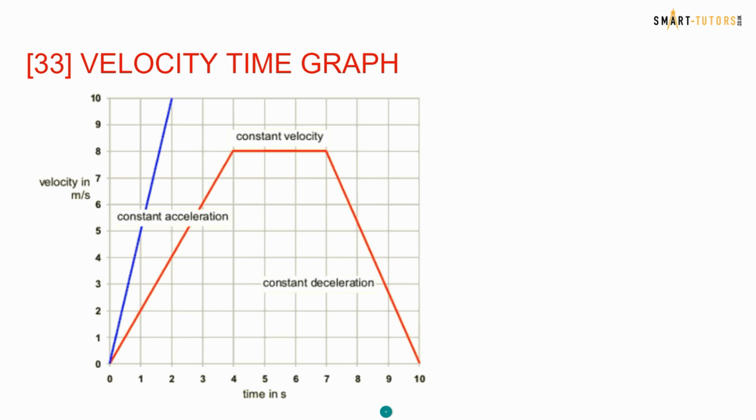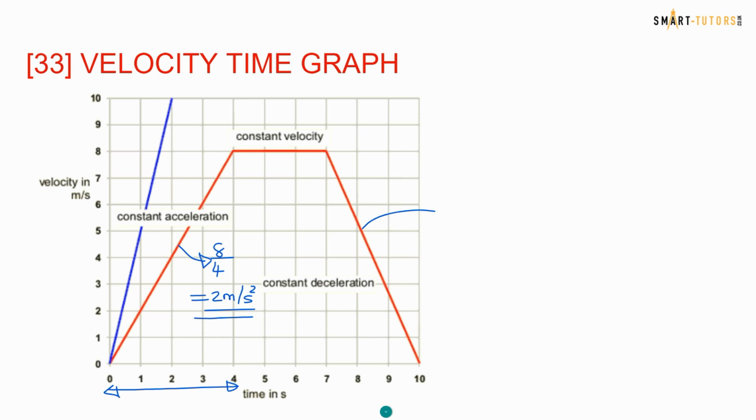In the velocity-time graph, the area under the curve gives the distance. If you see this graph, between 0 and 4 seconds the particle, car or someone is accelerating at constant acceleration. If they want the acceleration during this part, the change in velocity, 8 minus 0, is 8. The time taken is 4 seconds. So 8 divided by 4 is 2 meters per second squared. This is the acceleration. And this part of the journey is called deceleration.